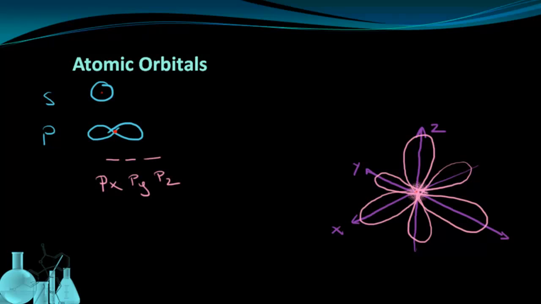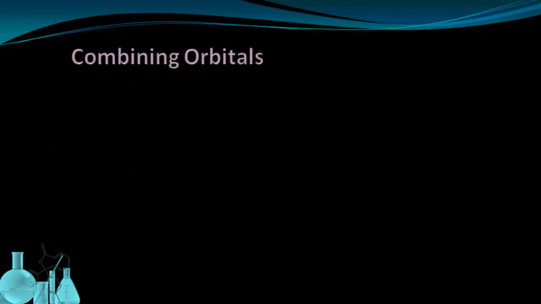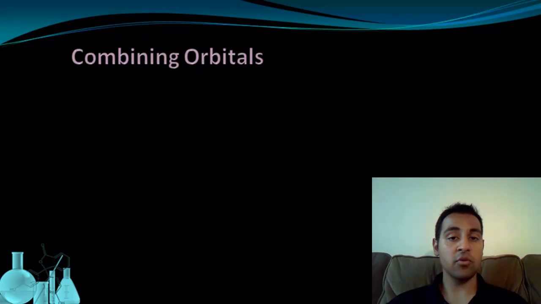So now that we have an idea about how we're going to draw these things, let's go ahead and take a look at how we can now combine orbitals when we're forming molecules. So the first way that orbitals can combine is when they are lined up with each other end to end. Let's look at a couple of examples of that.